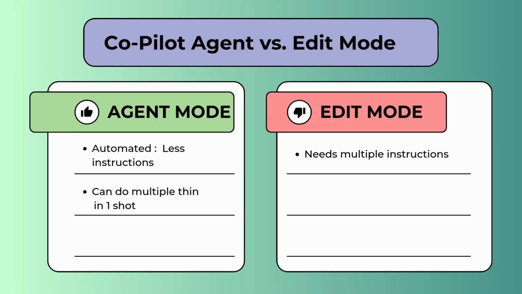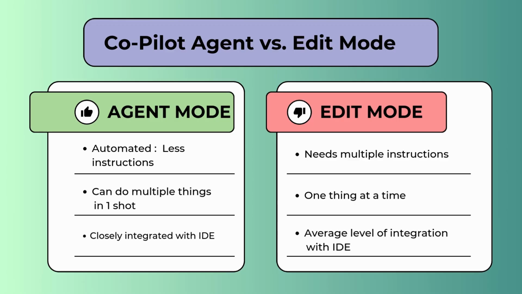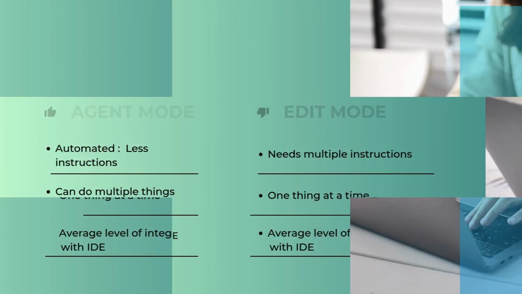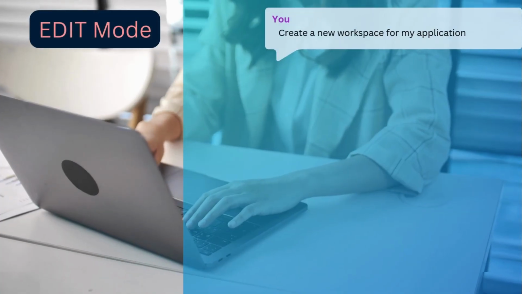While the edit mode can write code, can fix bugs, can write pylint, pytest, whatever, agent mode can do all of this on its own without you needing to give explicit instructions. Let's quickly check how these both vary.